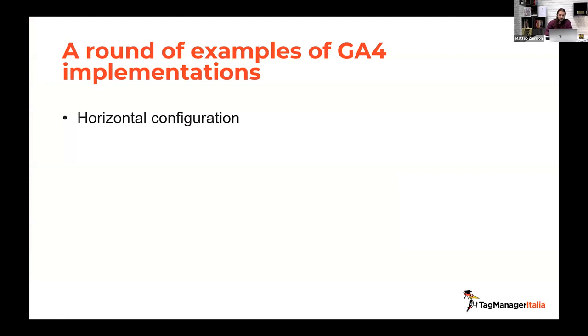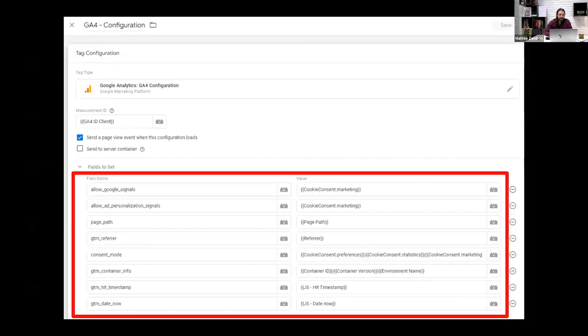Now here is a quick overview of how GA4 custom parameters are implemented and used. The first is the horizontal configuration. These are parameters that will always be present in any event to enrich information that GA4 does not have by default. For example, the consent mode, GTM container info, GTM timestamp or date now, page path, because I don't trust GA4. In the same way I use the GTM referrer to understand if there are some problems with the referrer dimension in GA4.